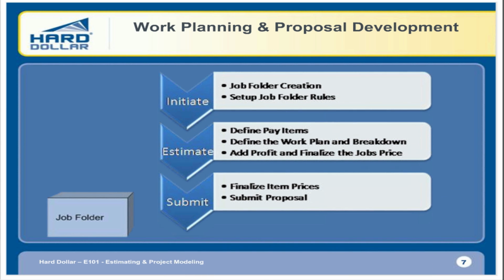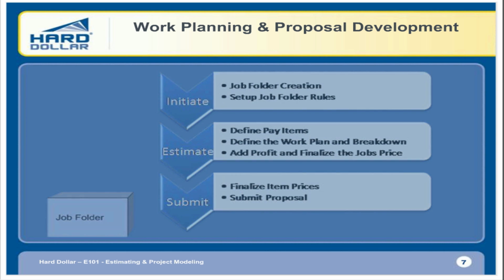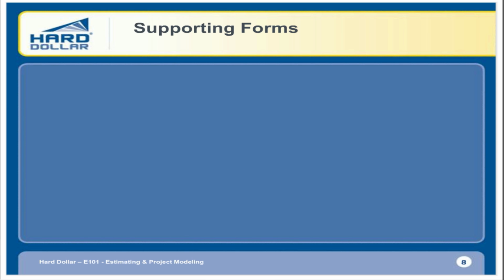Here we illustrate the three phases of developing a proposal using Hard Dollar. These are initiate, estimate, and finally submit. Initiate includes the creation of the job folder and setup of the job folder rules. Estimate is when you define pay items if necessary, define the work plan and breakdown, and add profit and finalize the job's price. Submit entails finalizing the item prices and then submitting the proposal.